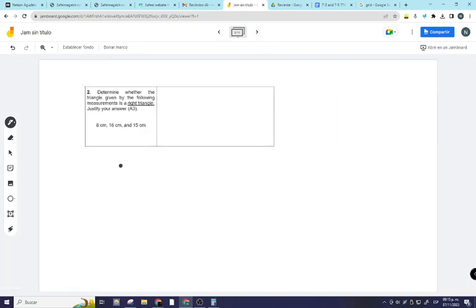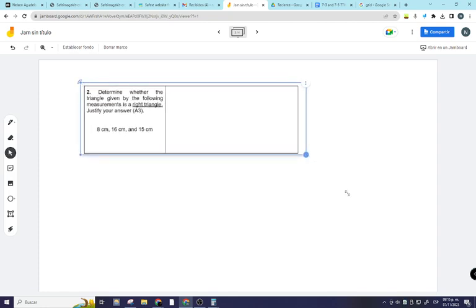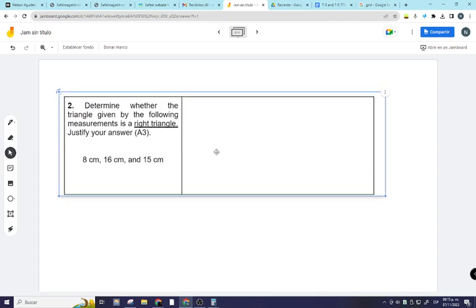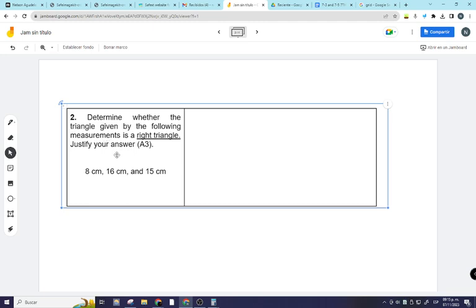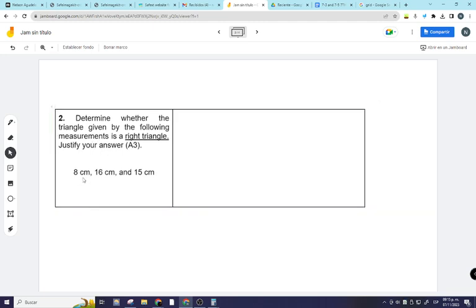Okay, now we move to this point. And it says, determine whether the triangle given by the following measurements, so this measure, and this measure, is a right angle triangle. Okay, we have to justify it. So how do we know it? If this were a right angle triangle, then the Pythagorean theorem should work in it.